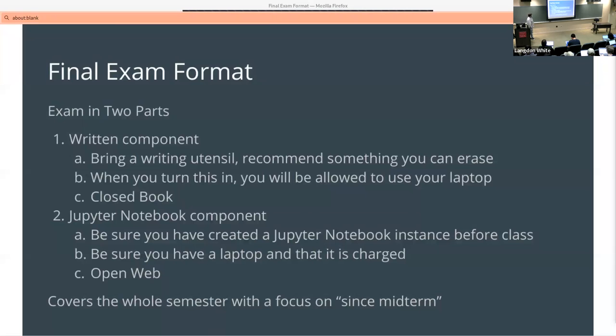So the exam's in two parts. I haven't quite decided which part's going to be first, so I may reverse that order. But there'll be a written component, which basically, bring a writing utensil, and it'll be closed book, okay? Then there'll be a Jupyter Notebook part, which is basically open whatever, okay? It'll cover the whole semester, with a focus on since the midterm.